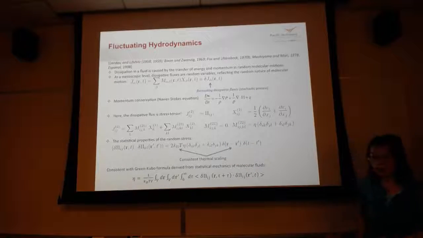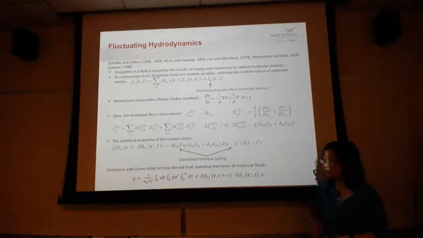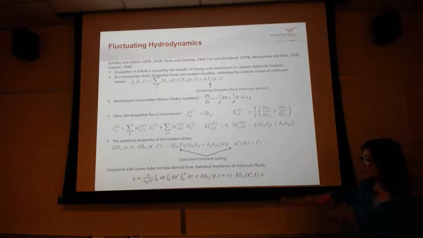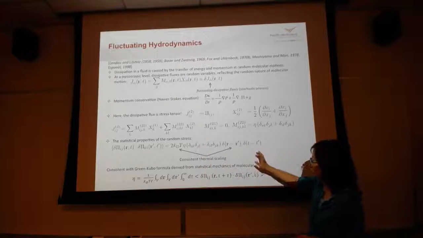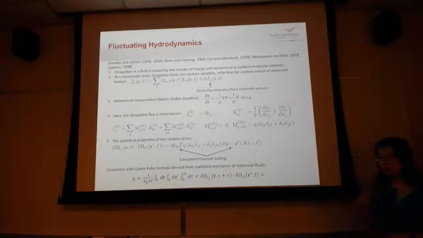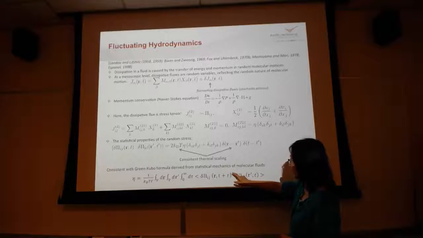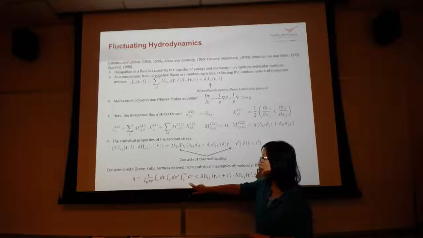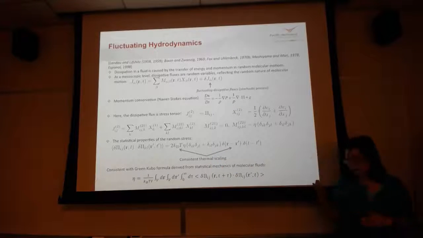Of course, you have to make some assumption, which is that this is a Markovian process. Then you can simplify this correlation as this. And I want to mention, because it was not mentioned this morning, that this is consistent with the statistical mechanics of molecular fluids. If you are familiar with statistical mechanics, this is the Green-Kubo formulation, and you can derive this Green-Kubo formulation from fluctuating hydrodynamics. So they are consistent.